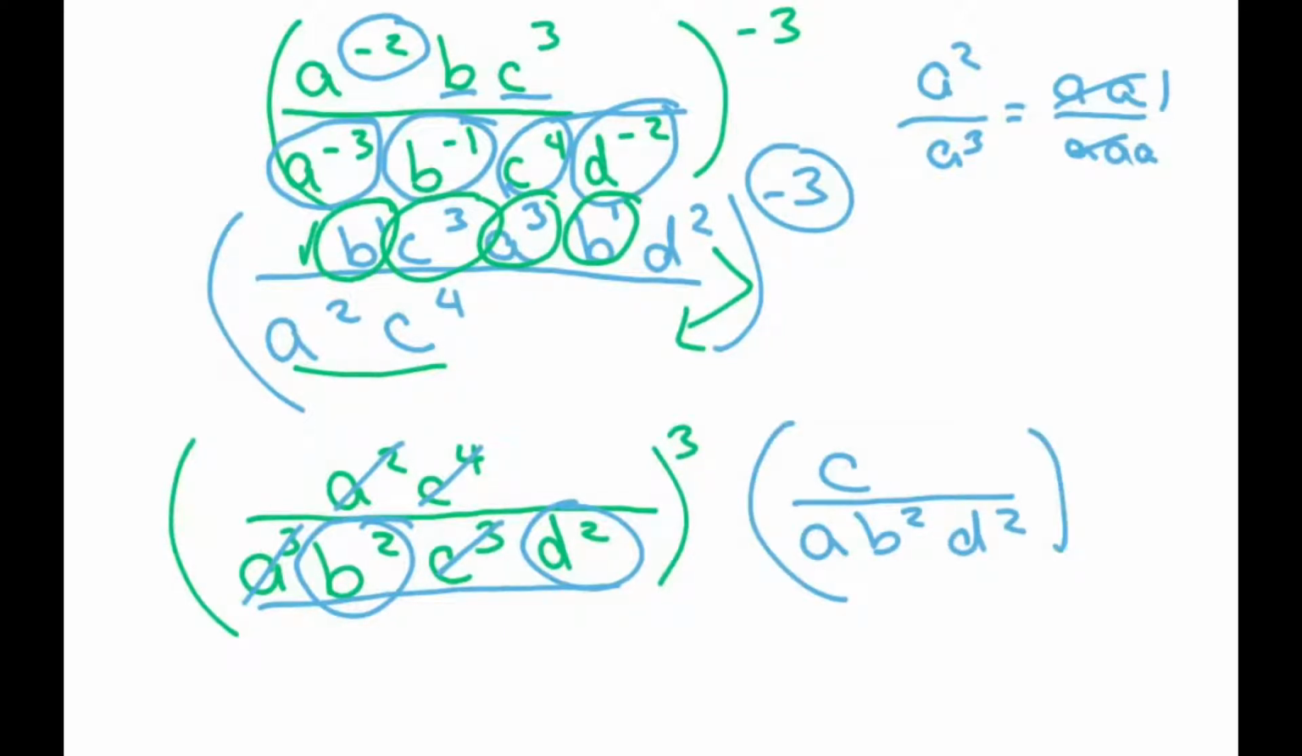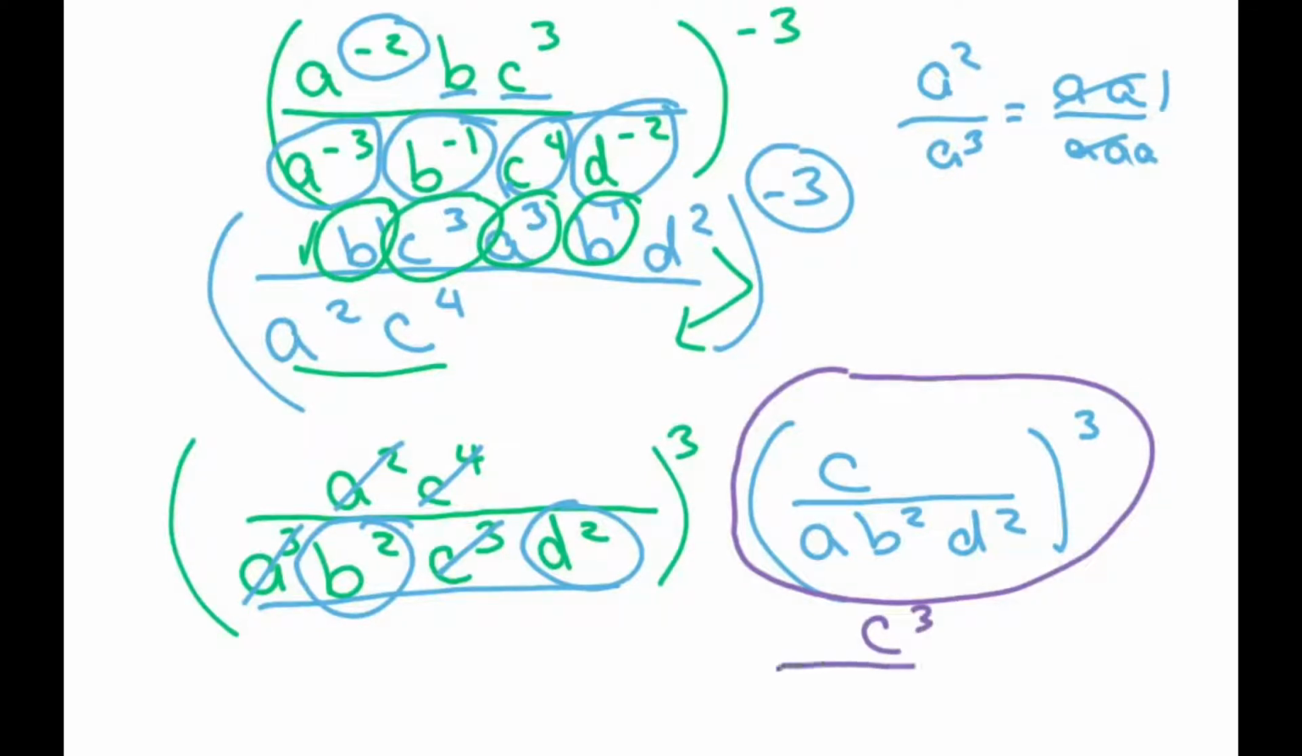Now we have the cube. This is equivalent to just writing this out 3 times and combining everything. But I'm going to use my power property and cube everything. So this is going to be c cubed. In the denominator, this is 1. So 1 times 3 is going to be a cubed. Multiply 2 times 3. That's going to be b to the 6th. And the same thing for this one, d to the 6th. And that would be your final answer.